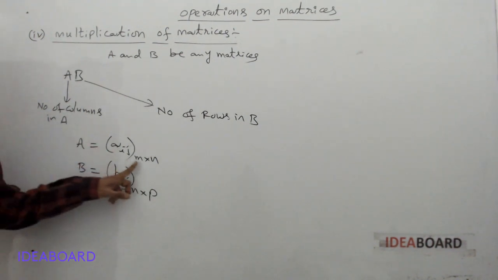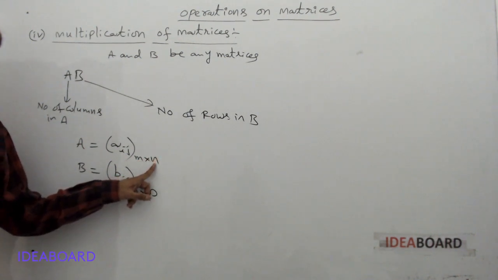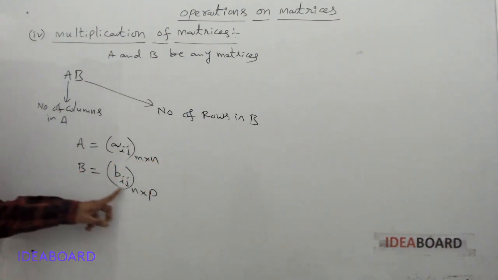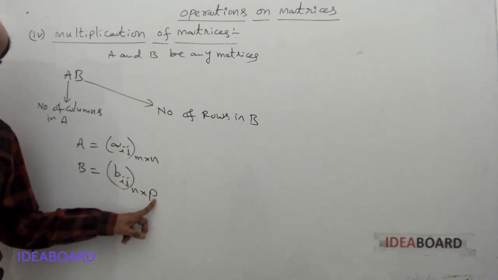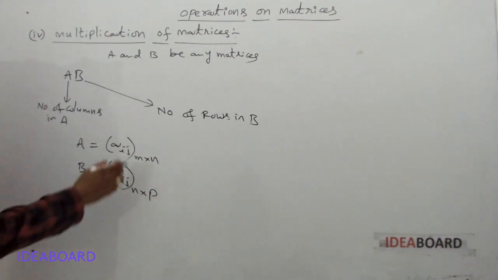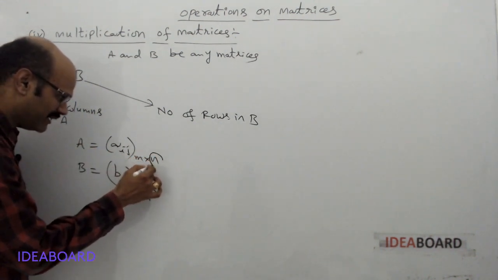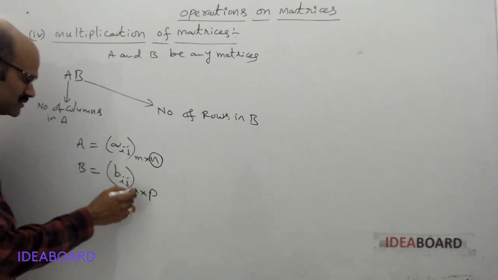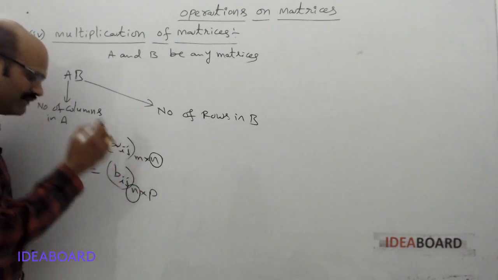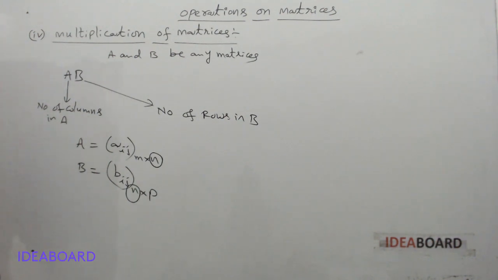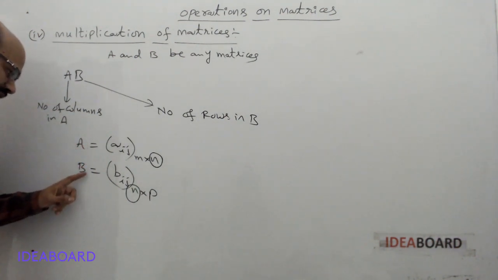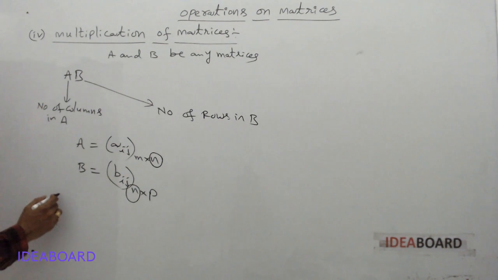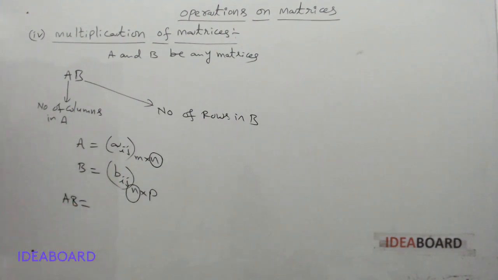Now here in the matrix A we are having m rows and n columns. In the matrix B we have n rows and p columns. Now here the number of columns in matrix A is equal to n and the number of rows in matrix B is equal to n. Now if you multiply these two matrices, we get a new matrix AB.